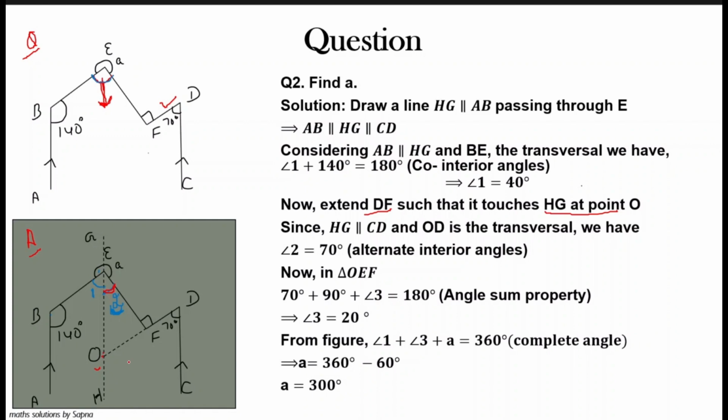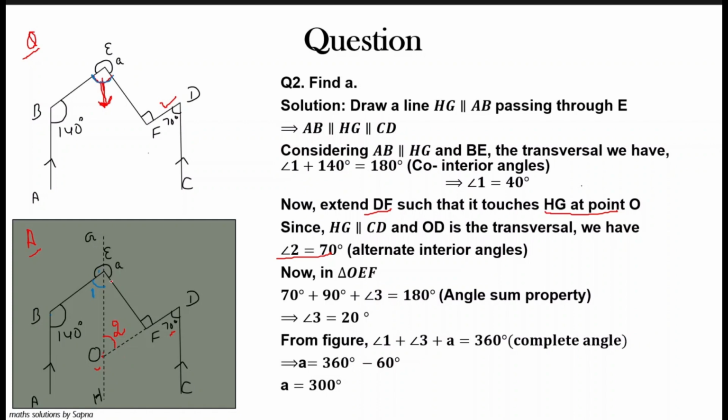One second. This is not my angle 2. This one is angle 2. Right? So angle 2 would be equal to 70 degrees. Reason: alternate interior angles are equal when the lines are parallel. Since HG is parallel to CD, and OD is the transversal, angle 2 would be equal to 70 degrees. Alternate interior angles are equal when the lines are parallel. I figured out what angle 2 is.